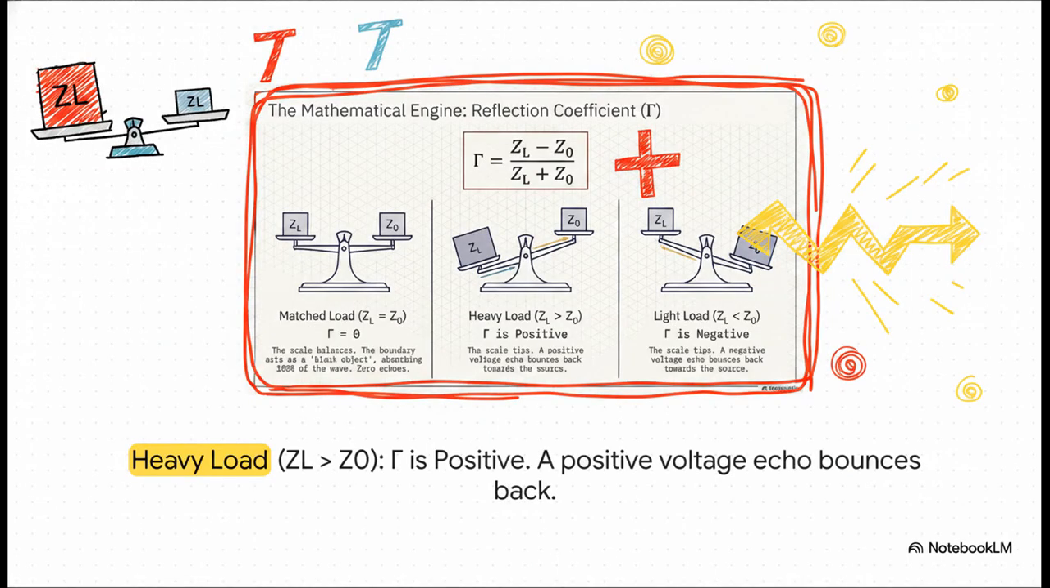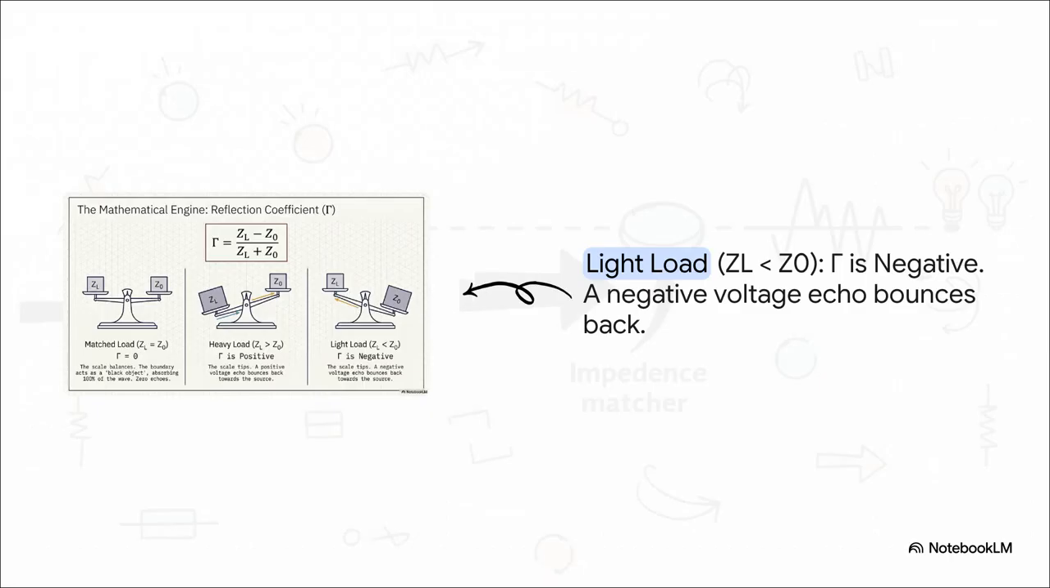But what if the load is heavier than the medium, meaning ZL is bigger than Z0? Well, the scale tips down. The reflection coefficient becomes a positive number. And what happens? A positive voltage echo, basically a smaller, upright copy of our original wave, bounces right back toward the source. And on the flip side, what if the load is lighter than the medium? ZL is less than Z0. The scale tips the other way. Now the reflection coefficient is negative. And this is where it gets really weird. This creates a mathematically inverted echo. A negative voltage wave gets reflected back.